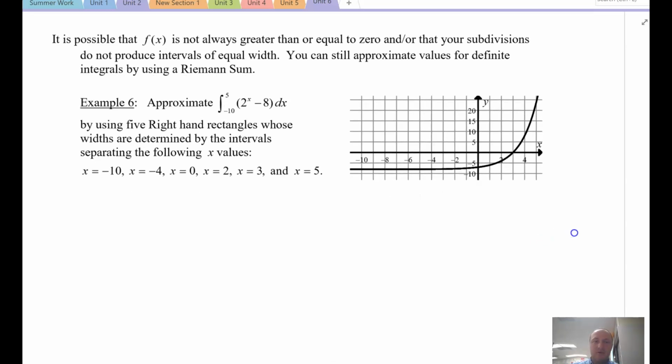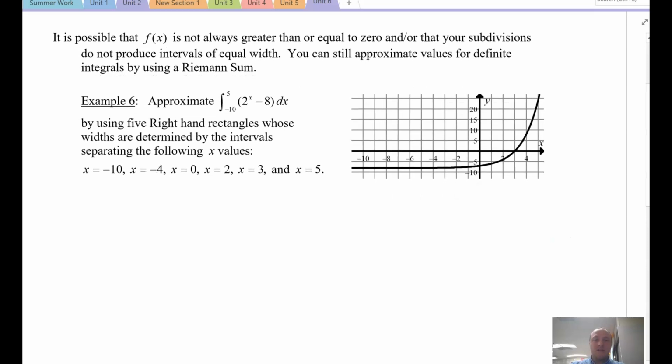So here's an example, and they want us to approximate the integral from -10 to 5 of 2 to the power of x minus 8 dx by using 5 right-handed rectangles. So that's important. We're using the right-hand method, whose widths are determined at the intervals separating the following x values. I'm just going to mark these. So -10, here's the start of one interval, and -4, 0, 2, 3, and 5.